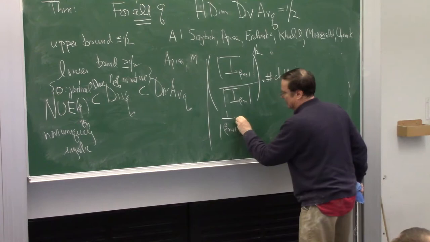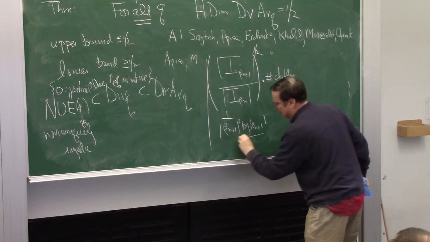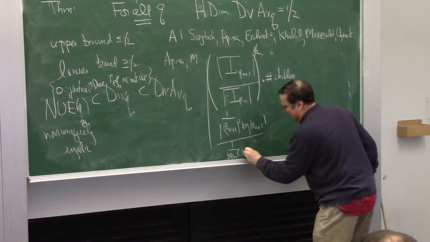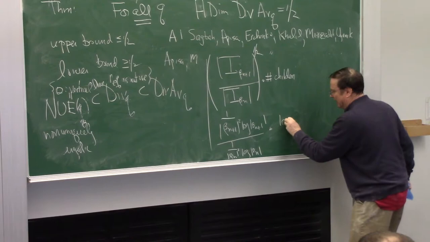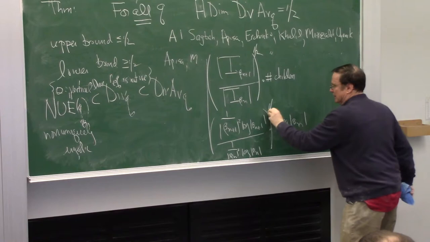That's the numerator. The denominator is 1 over beta n squared log of beta n. The number of children is about log of beta n. And I have to raise this to a half power. Okay, now what was beta n plus 1?